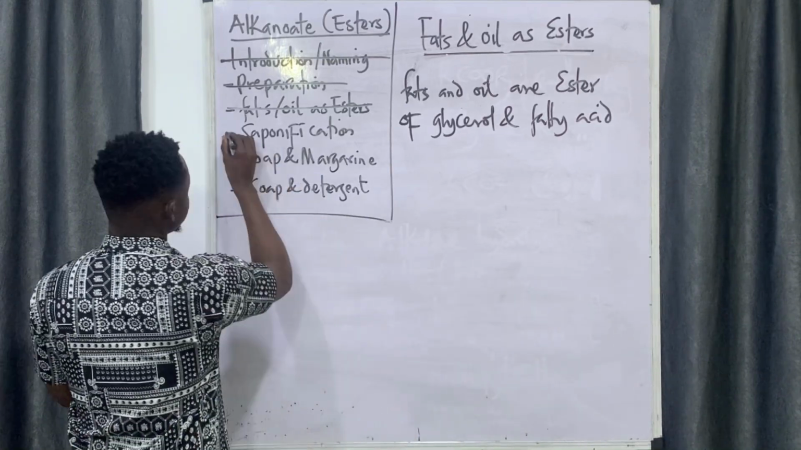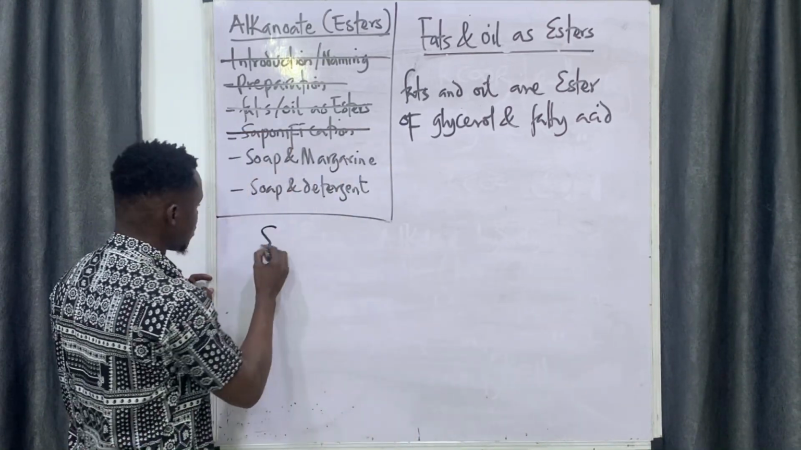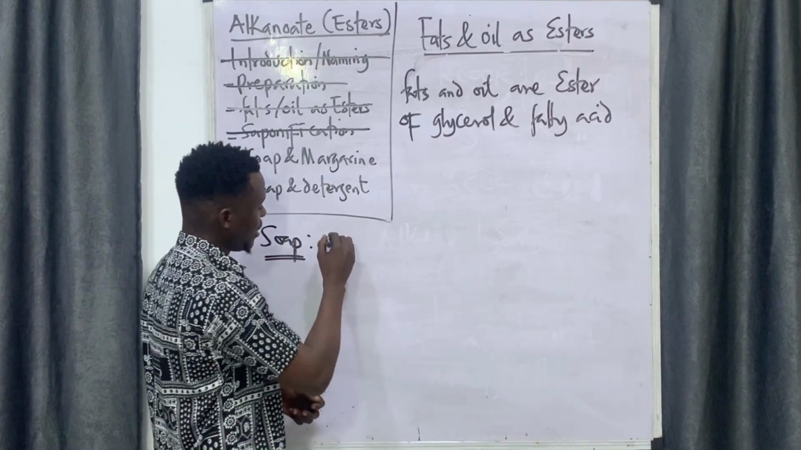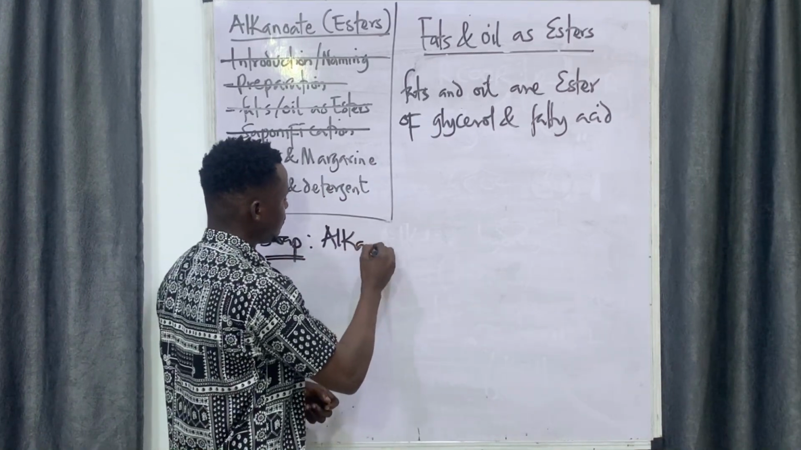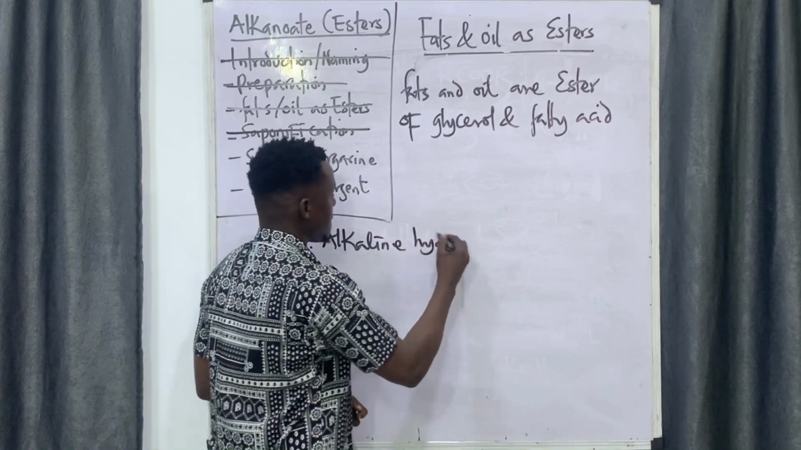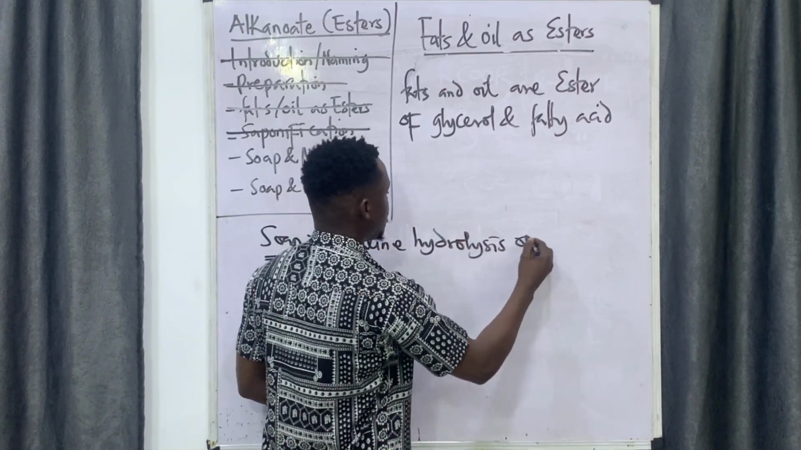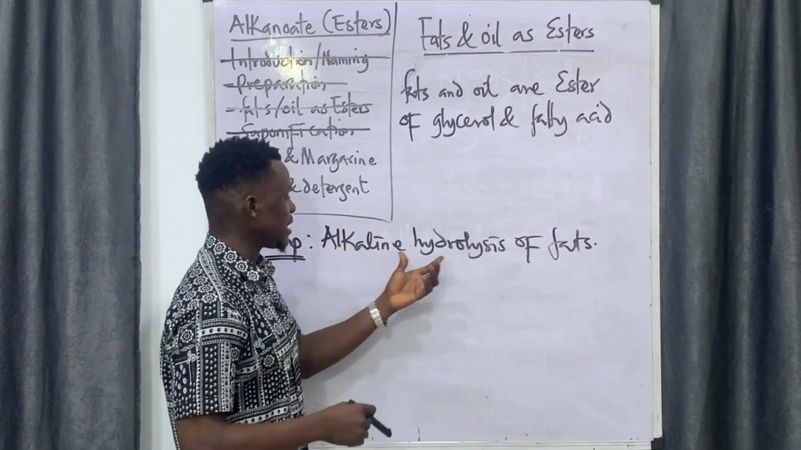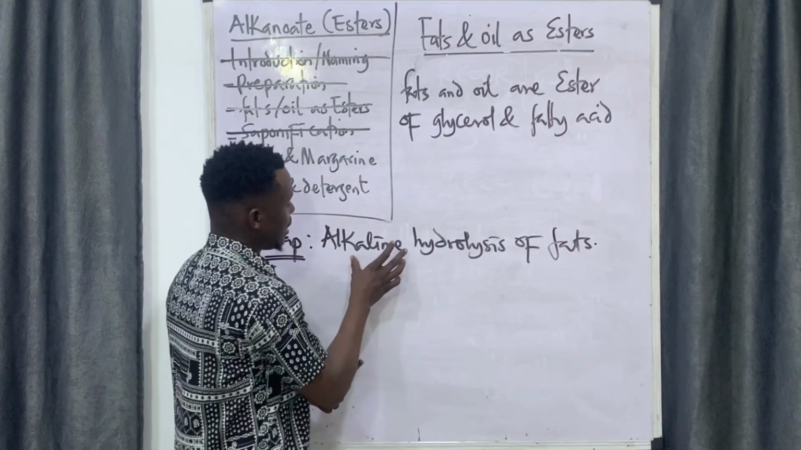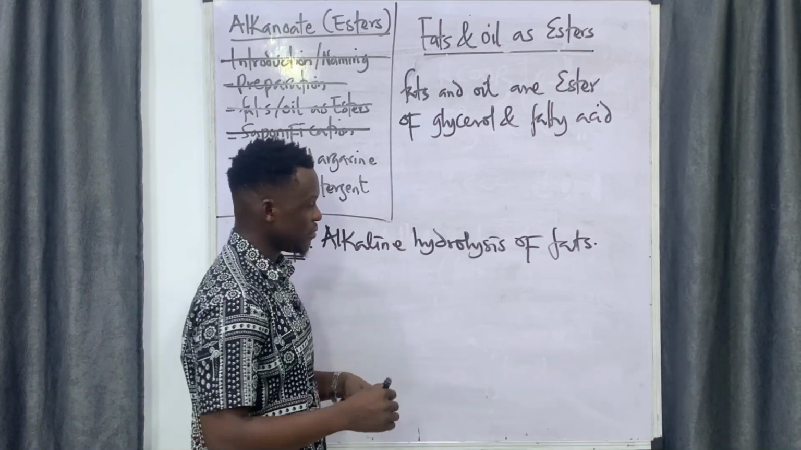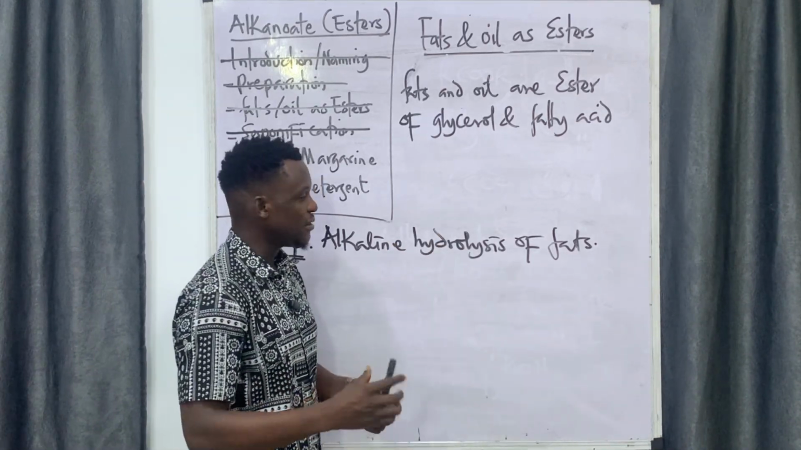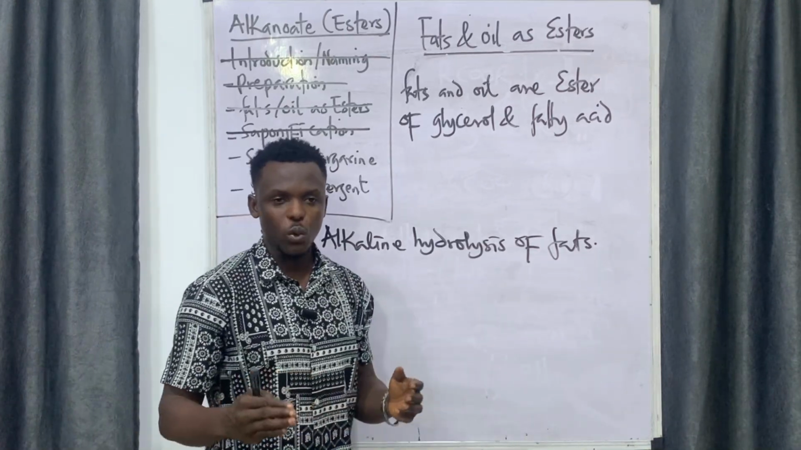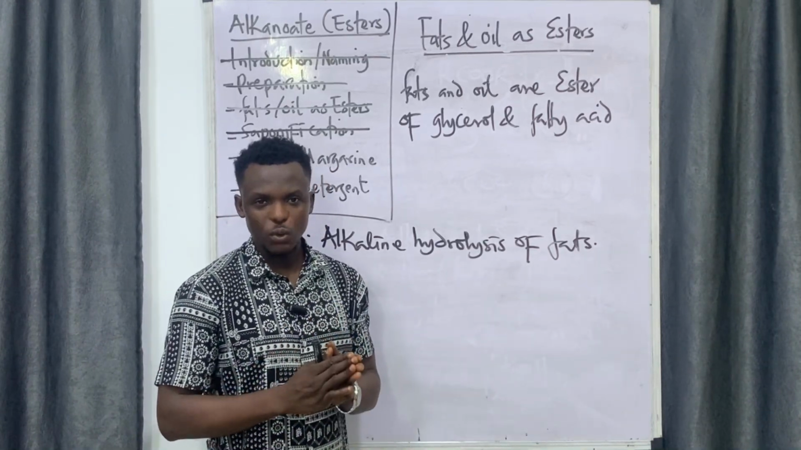All right. So let's talk about soap. We've talked about soap. All right. So soap is actually alkaline hydrolysis of fats. All right. So when you carry out alkaline hydrolysis, alkali means a basic medium. Adding aqueous alkali to fats and boiling it results in soap. When you boil it, you allow it to cool. When it cools, it forms a bar soap.